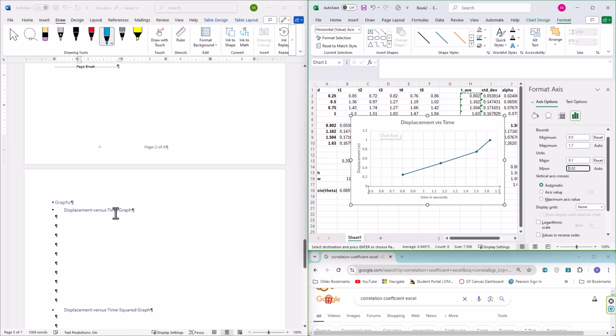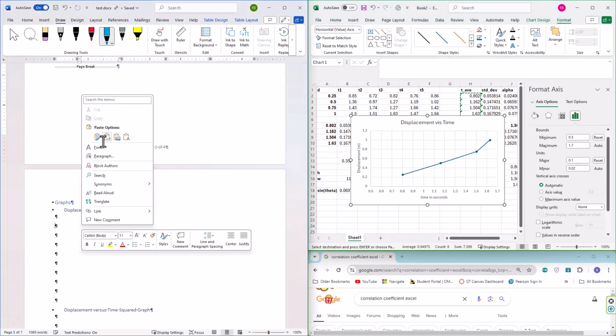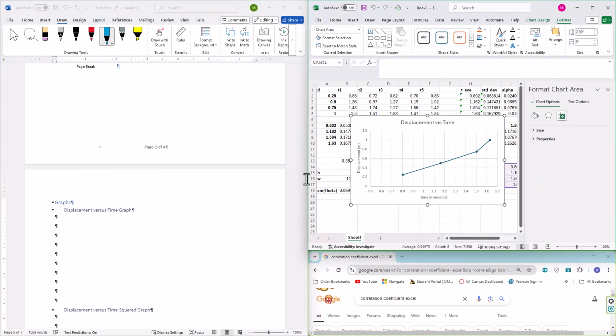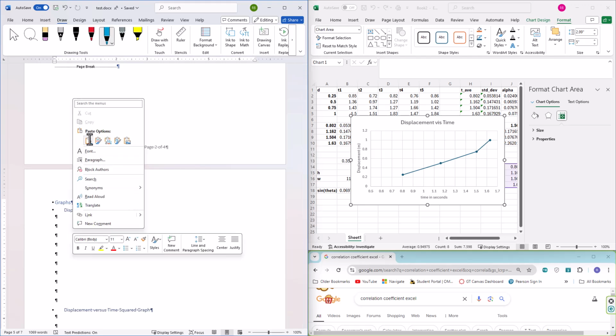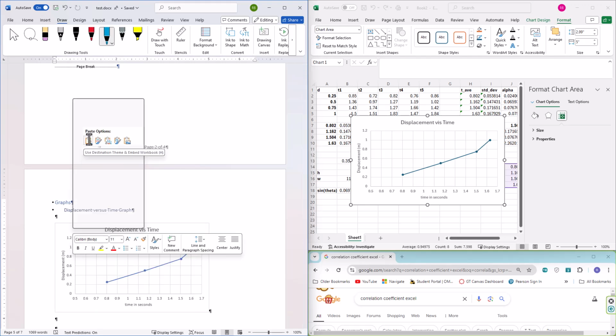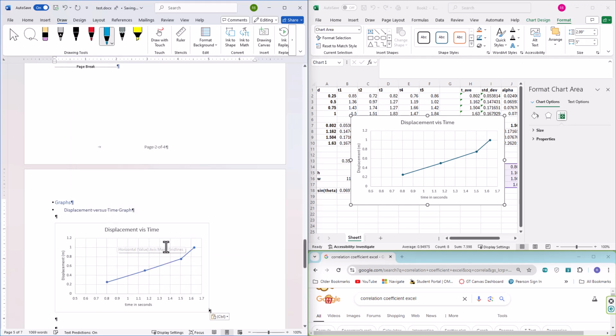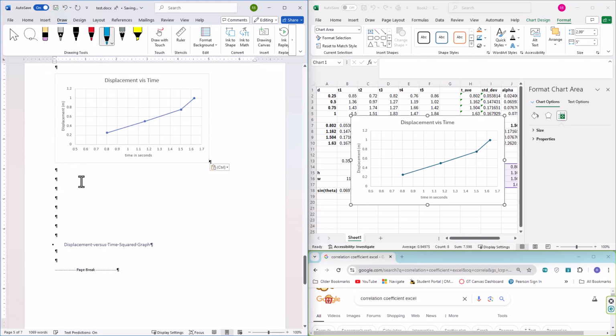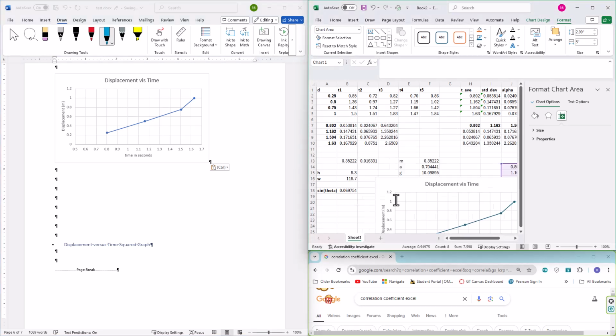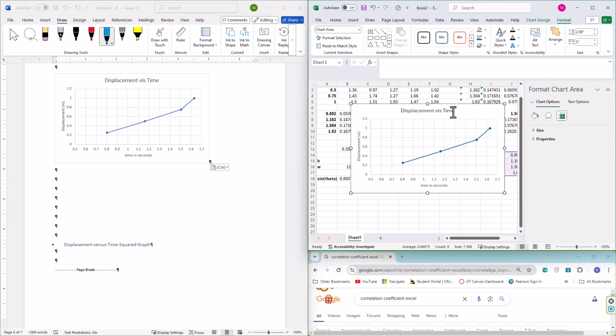Cool. Copy. Come over here. Paste. Let me make sure I copied it. Copy. Okay, come over here. Paste. We can paste it like that, keep source formatting. If you want, you can paste it as a picture. Any of these will work. So there you go. It's in. Now, what about displacement versus time squared? Well, we can do a similar thing. Now that this is pasted, we can try to get this out of the way. Will you please get out of the way?